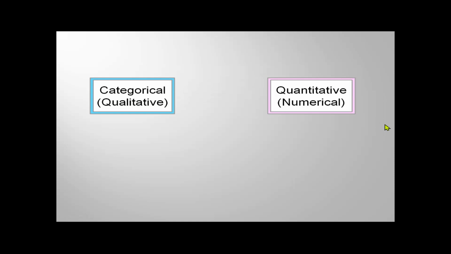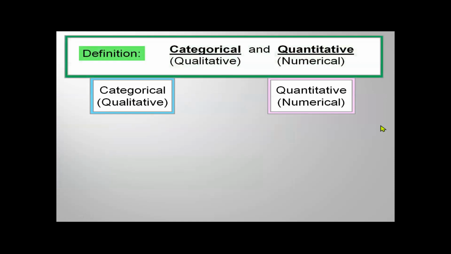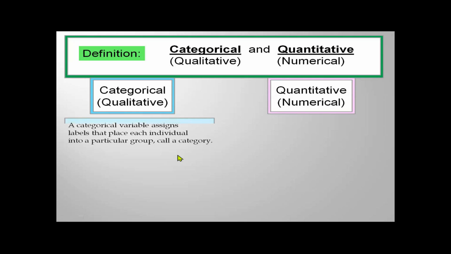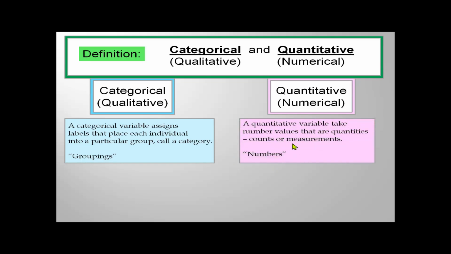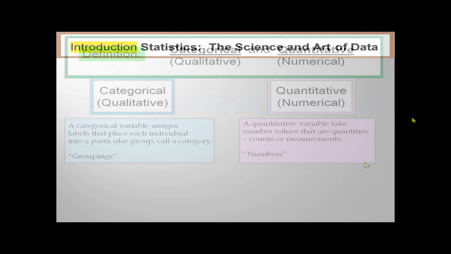We now want to formally define these two types of variables. Starting off with categorical. A categorical variable assigns labels that can place each individual into a particular group called categories. So we're going to focus on the word grouping. Now, quantitative variables take on number values that are quantities, counting or measurements. So we're looking at numbers that we can perform some kind of mathematical operation on and have some meaning behind it.